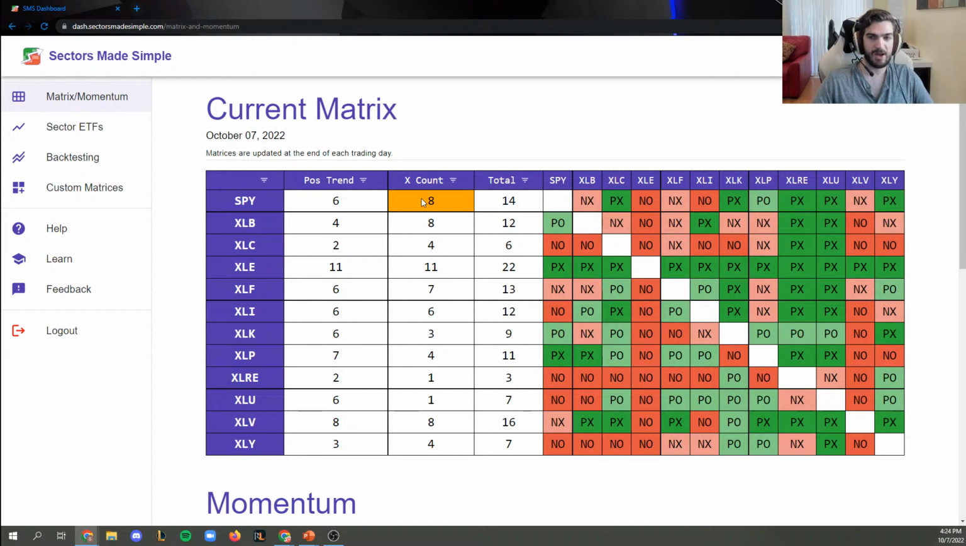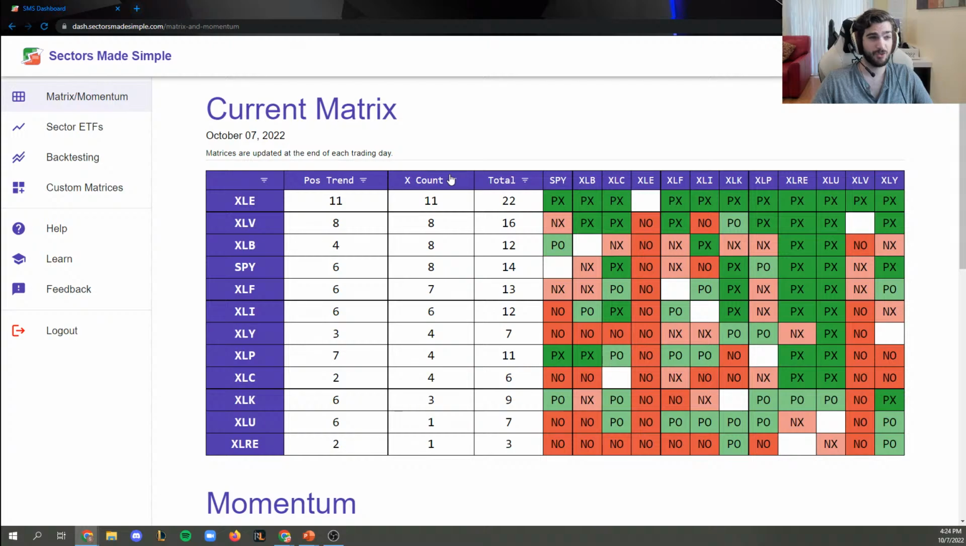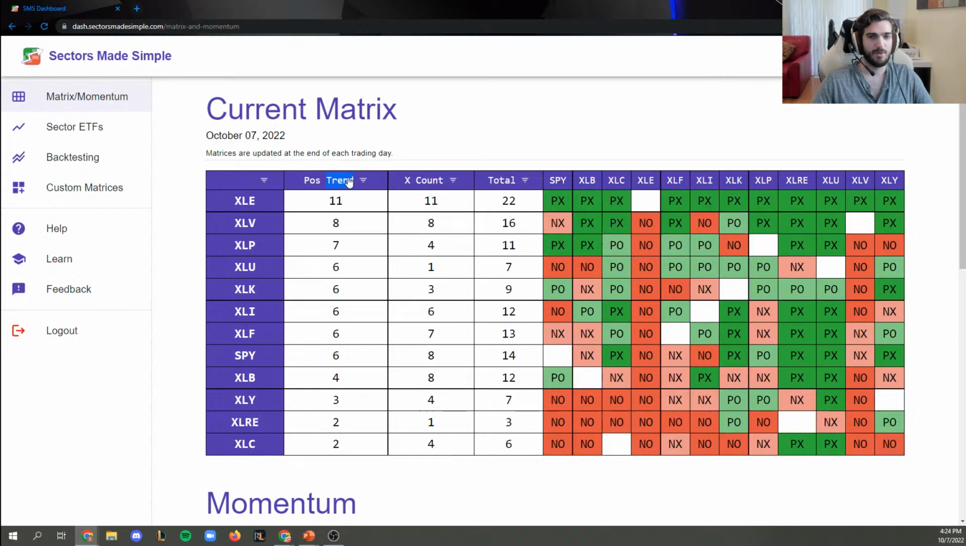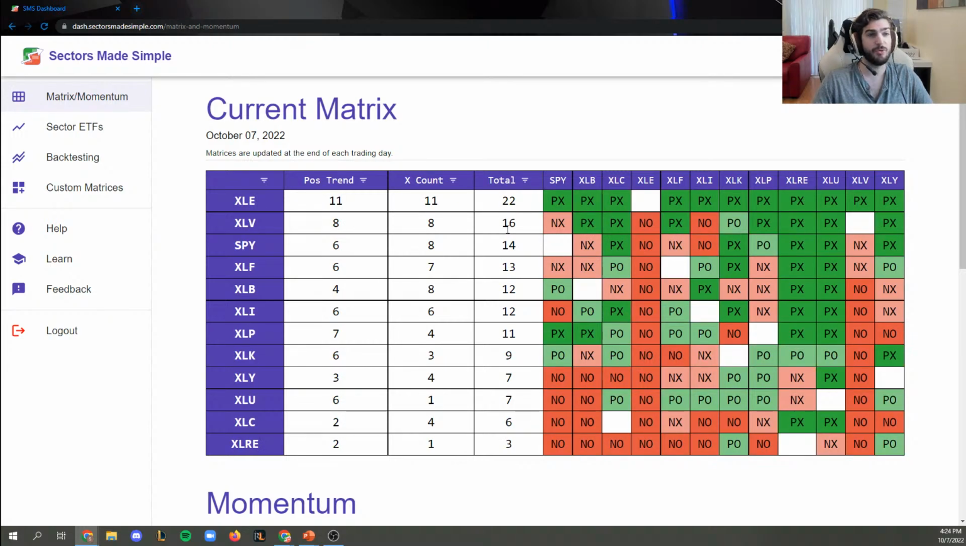We can do the same thing for X count. We can count up the number of charts that are in column of X's. We end up getting 8. And this gives us a scorecard that we can then sort by what sector has the highest short-term strength, what has the highest long-term strength with positive trend, or what has the highest total of those 2. So positive plus X count.